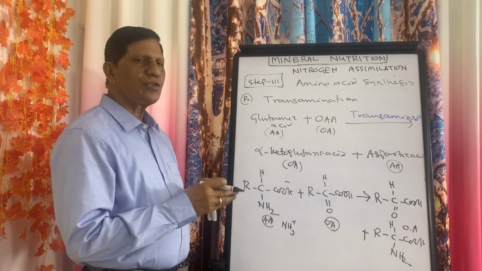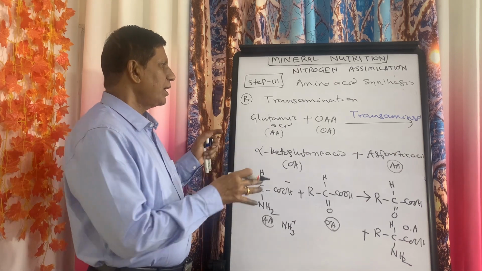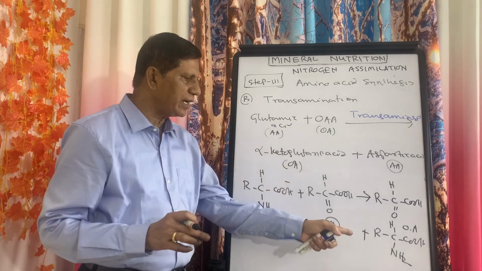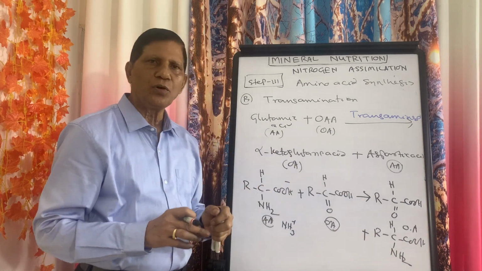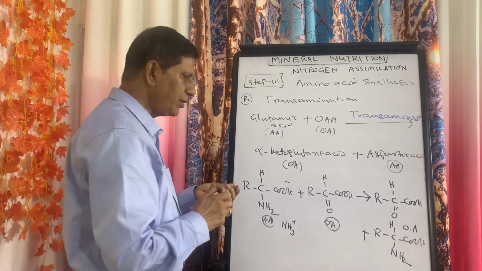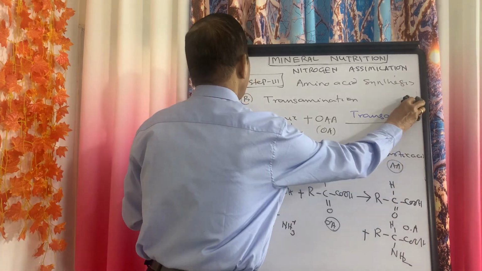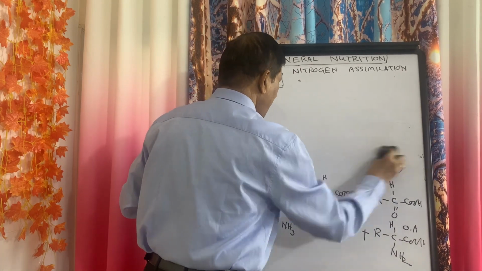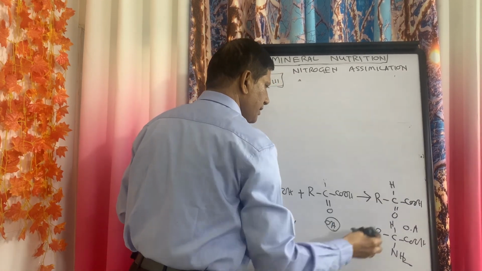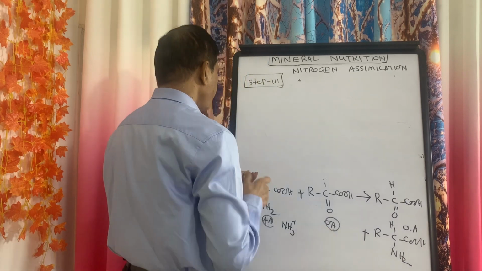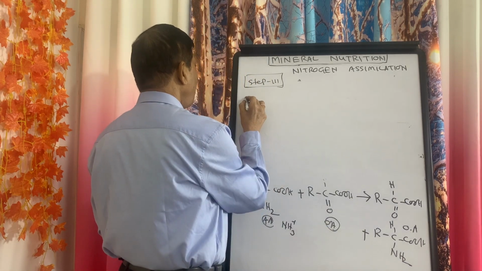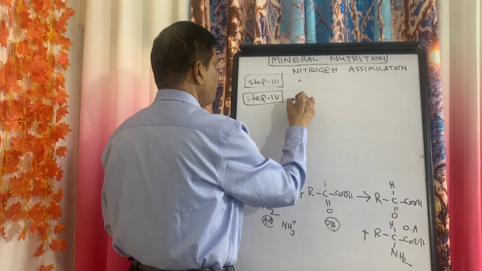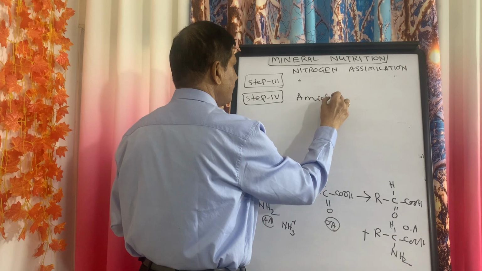But in some plants, what happens? In the amino acid, instead of a single amino group, two amino groups are attached. So that gives rise to amides. But that doesn't take place for all amino acids, only for a few amino acids. So you can write step 4, that is formation of amides.